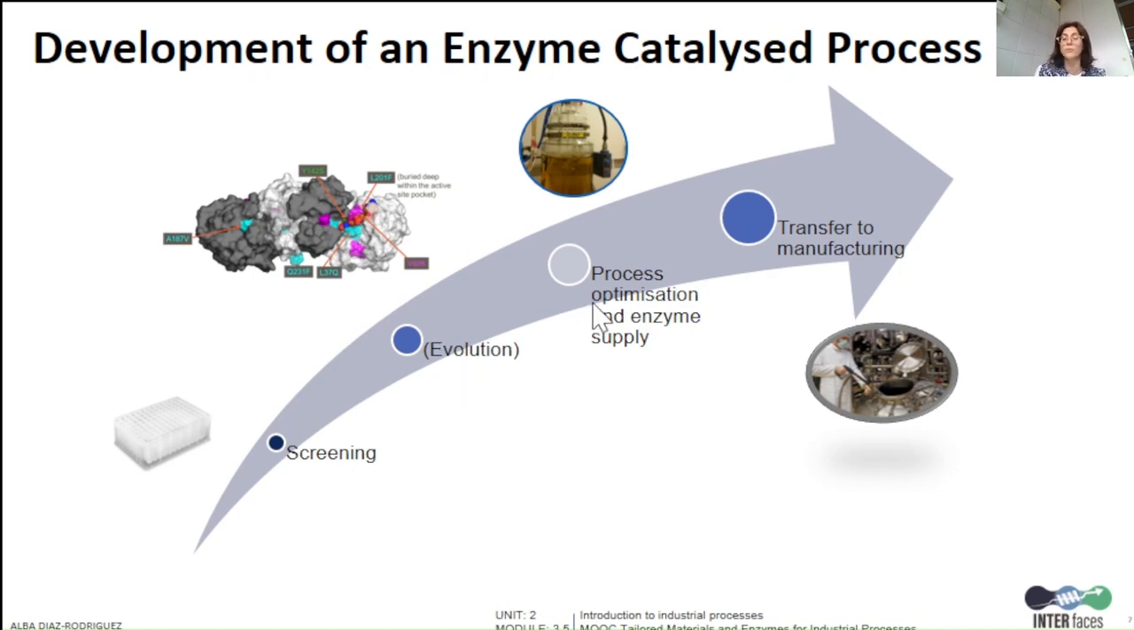After that, we need to optimize the process and make sure that we control all the parameters for that reaction, and that includes the enzyme supply and fermentation. Once we are happy with all the factors and parameters, then we take that process to manufacturing.